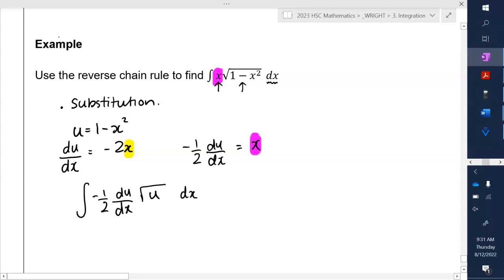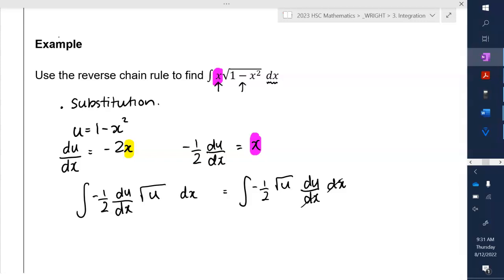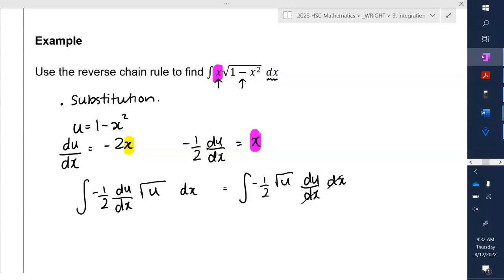Now, I am going to neaten that a little bit because I don't like that written like that. I like to have my dx at the end, so I want my du/dx at the end. So I'm just going to write it as minus a half square root of u du/dx dx. You don't have to do that, but that's what we're going to do. And what you see is there's a dx at the top, there's a dx at the bottom, and I can cancel those out. Now, this is something new that we haven't explicitly looked at and we'll look at more in Year 12, but this dx is something that we're going to think of algebraically. Let's just think about that for now.